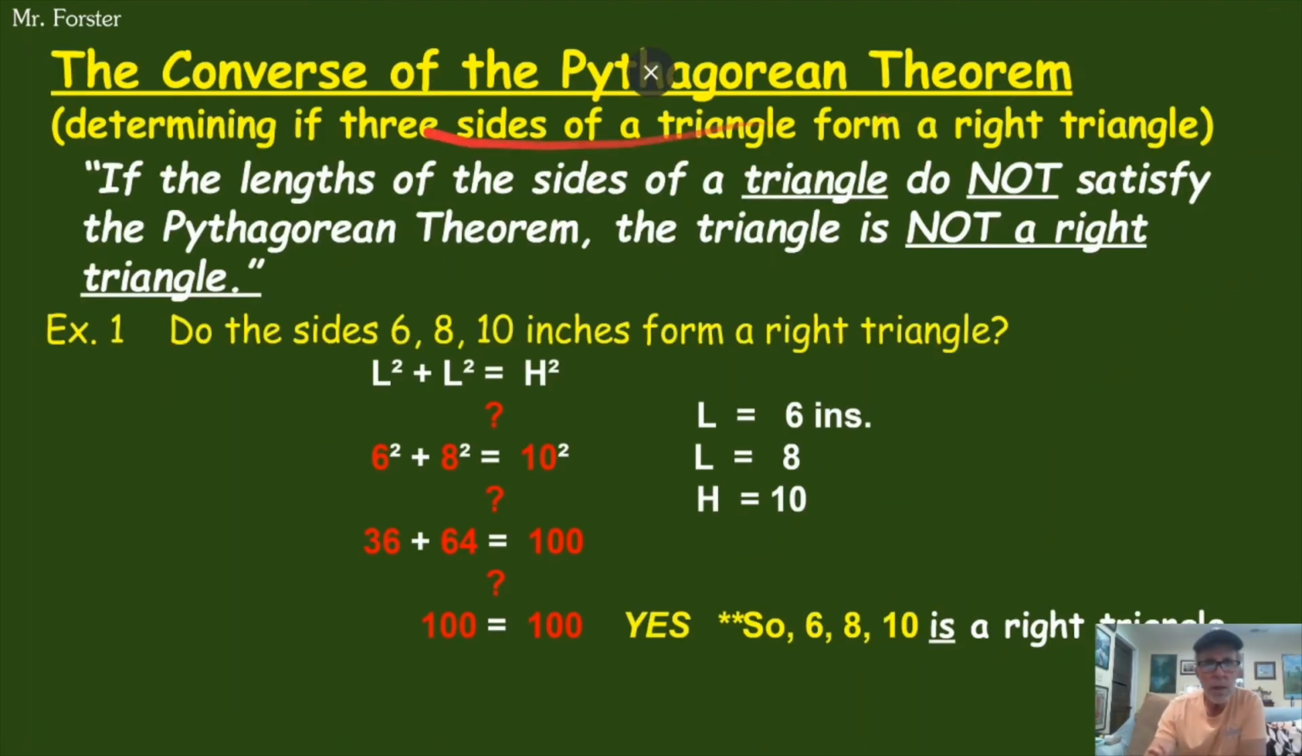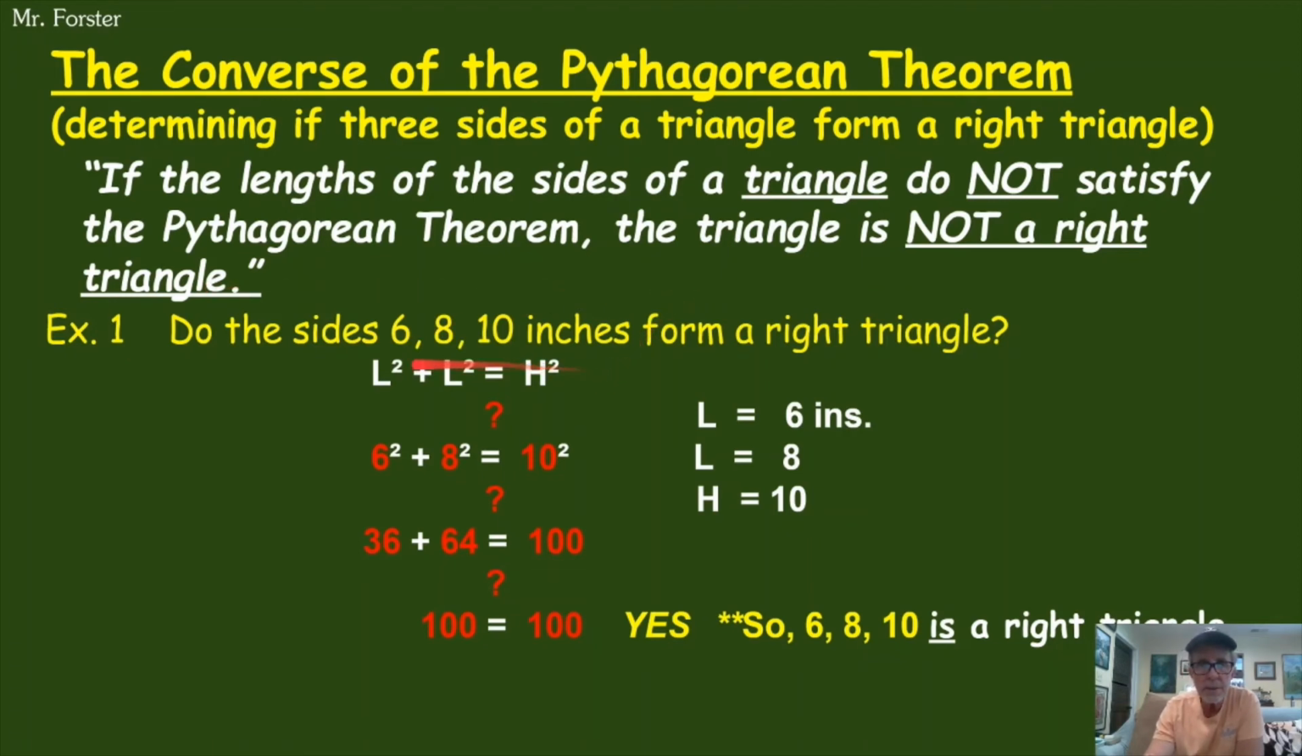All right, and so the next concept uses the idea of, well, we're not finding the sides of a triangle, but what if I give you the 3 sides of a triangle? Can you tell me, is it a right triangle? And so the converse of the Pythagorean theorem is determining if 3 sides of a triangle form a right triangle. If the lengths of the sides of a triangle do not satisfy the Pythagorean theorem, the triangle is not a right triangle. If they do, they are.